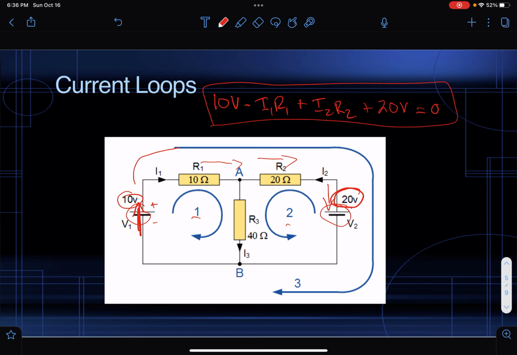Okay. But that's where I would personally stick to loops 1 and 2. But you're more than welcome to do that third big loop if you want.